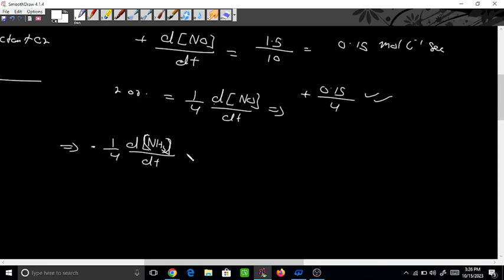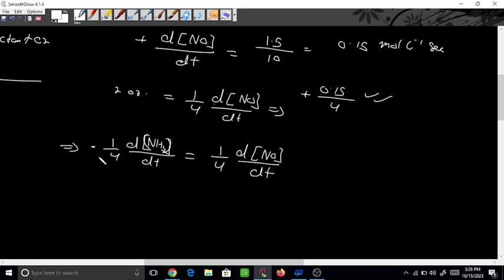But this is equal to the rate of reaction. All the terms are equal, no? All are equal. So this will be equal to this term also, 1 by 4 into d of NO by dt. This is also 1 by 4, so 1 by 4 will be equal.